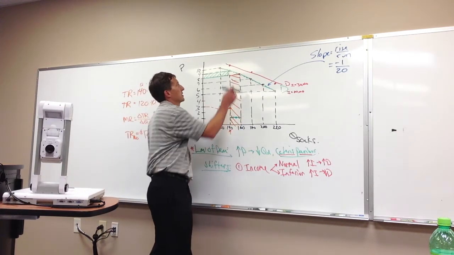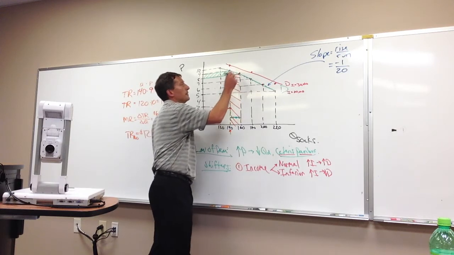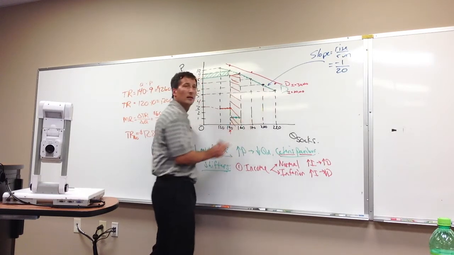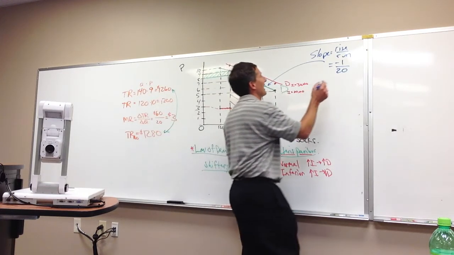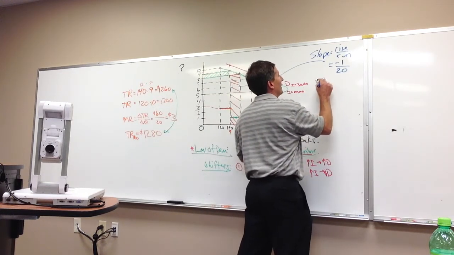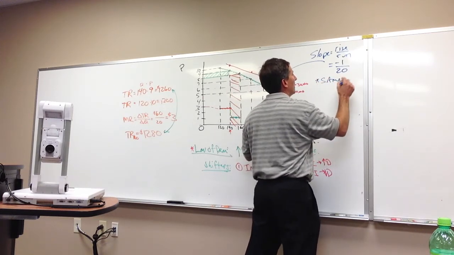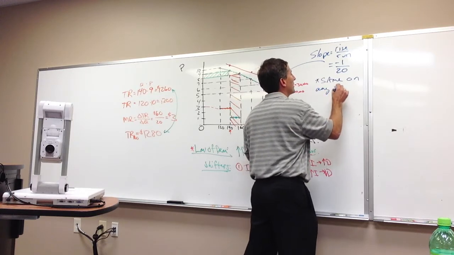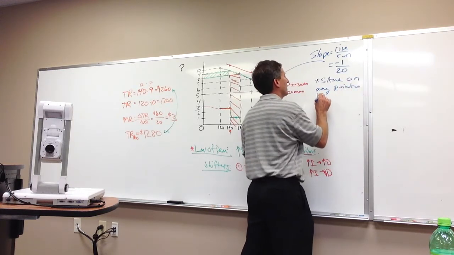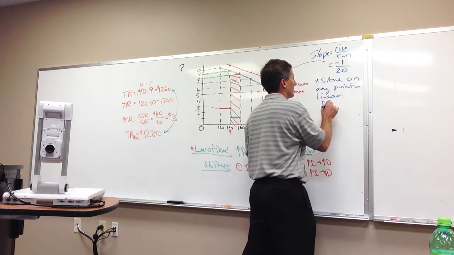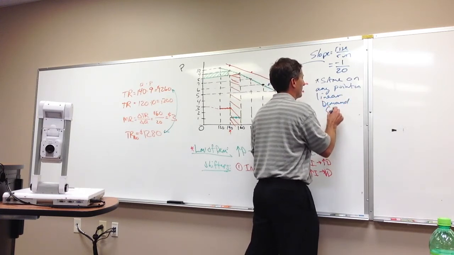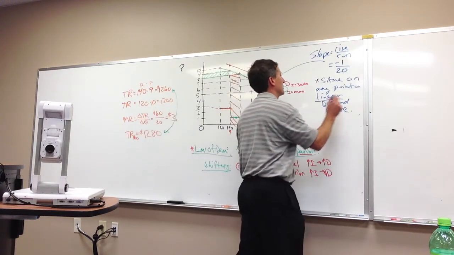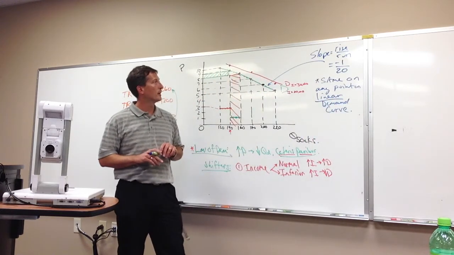So you were doing the slope between this point and this point, right? What would it be down here? Same. Good. Okay, we don't want to forget that. It's the same on any point on a linear demand curve. Demand curves do not need to be linear, by the way. That's usually a simplifying assumption we make, that it's a straight line.